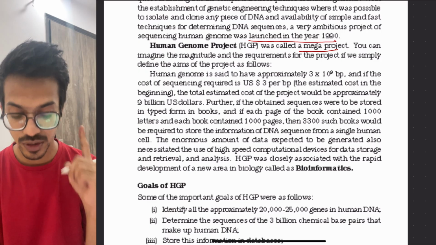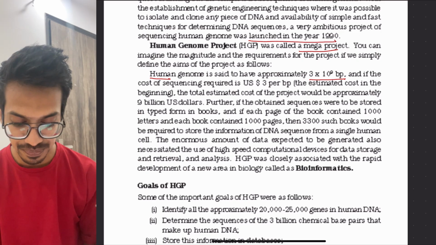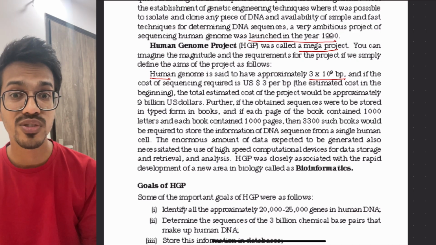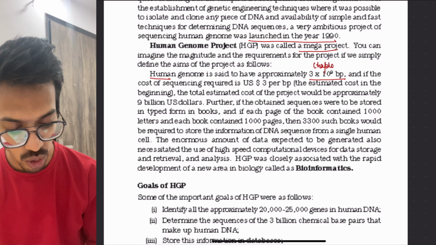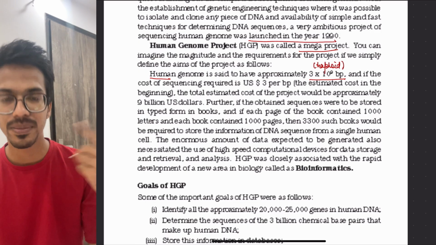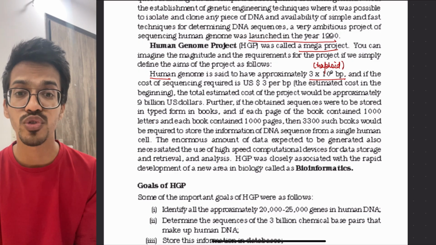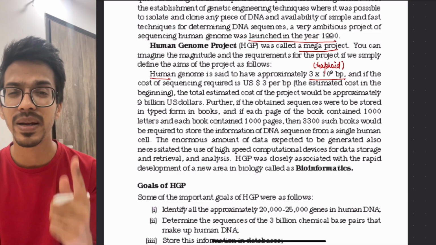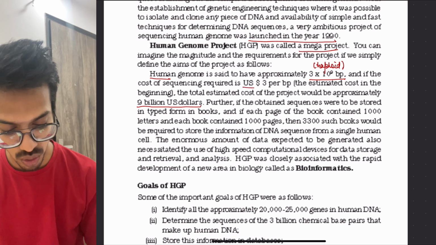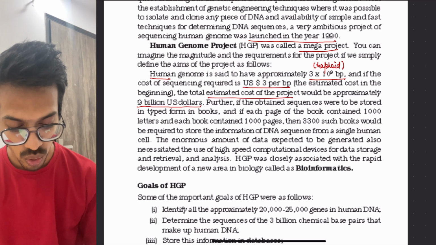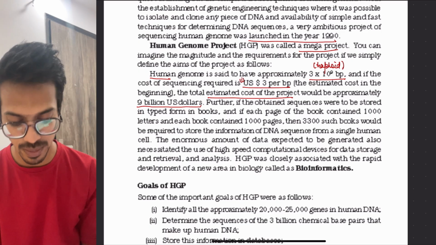With respect to the human genome, it has 3 into 10 raised to power 9 base pairs. Genome means what? Haploid content they are talking about. Diploid will be multiplied by 2. Now, to understand how mega this project is, if for one base pair they are spending $3, it will cost $9 billion US. That is the estimated cost of the project. These are important pointers, you have to remember them.